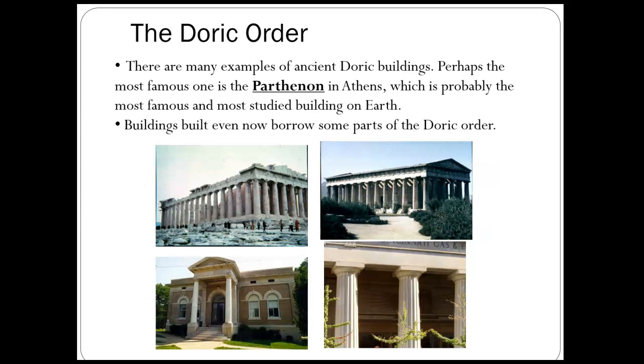There are many examples of ancient Doric buildings. Perhaps the most famous one is the Parthenon in Athens, which is probably the most famous and most studied building on Earth. Buildings built now borrow some parts of the Doric order, so even in Bradenton, Sarasota, Palmetto, there are buildings, especially downtown Bradenton, like the courthouse, that have columns that you'll now be able to identify. So here you can see some Doric examples here and here.